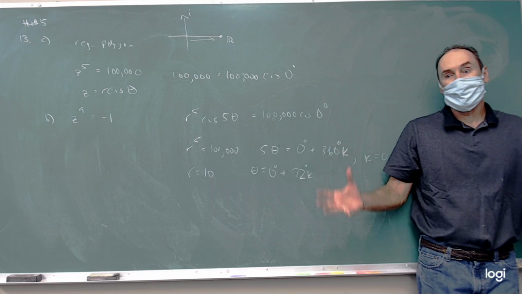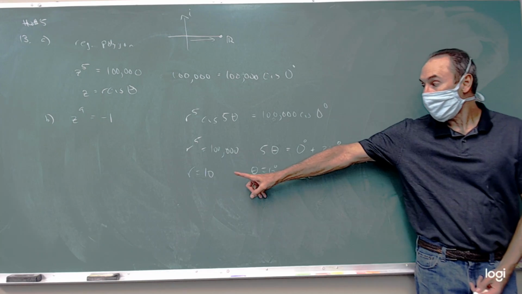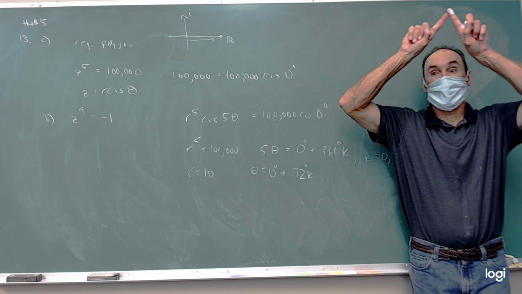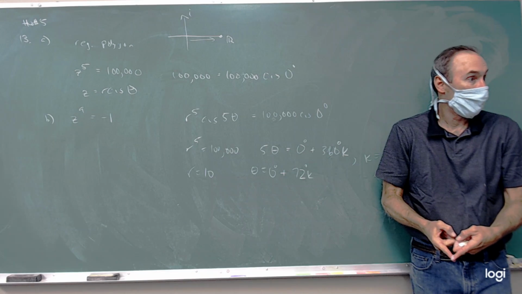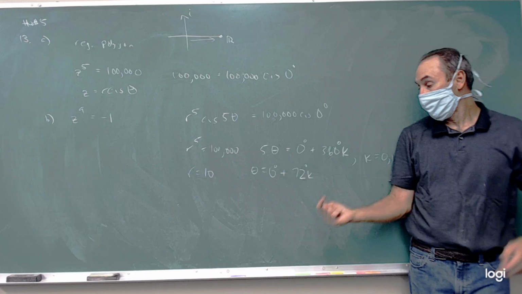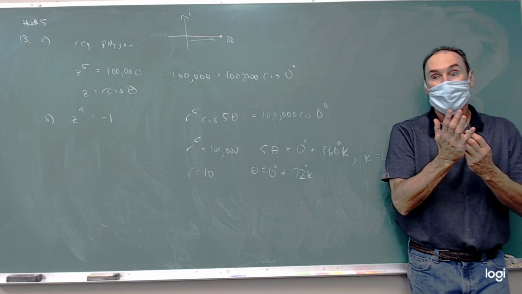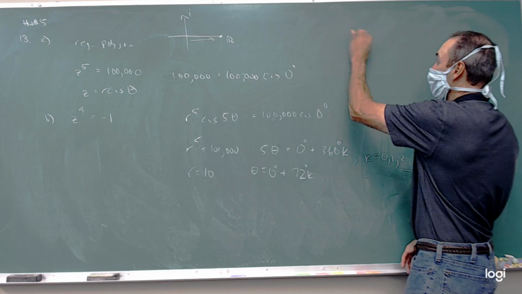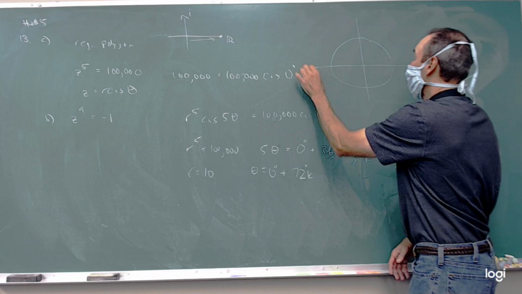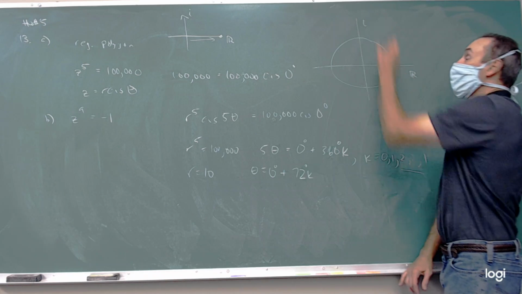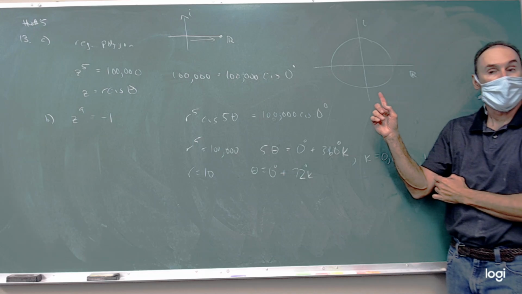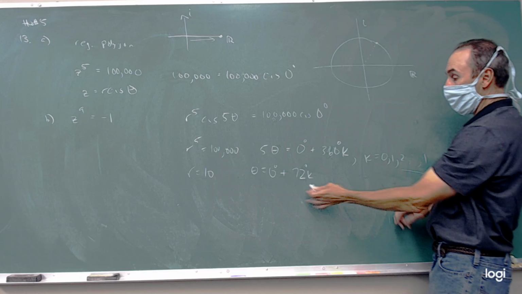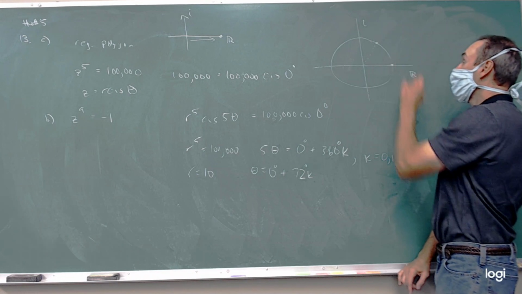So the visualization now comes into play, where all of these roots are going to have the same r value of 10. So they're going to lie on a circle of radius 10, and they're going to be evenly spaced. They're all going to be 72 degrees apart. So imagine your Argand diagram where you have real, imaginary. The first one is going to be at 0 degrees.